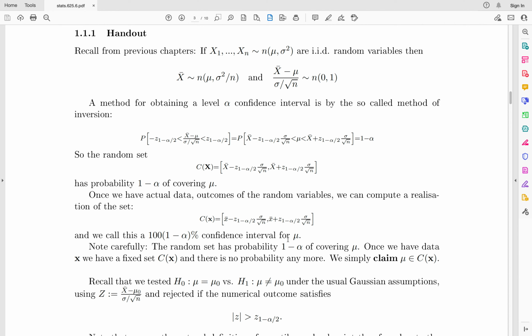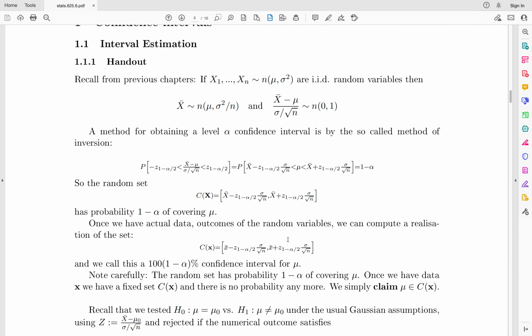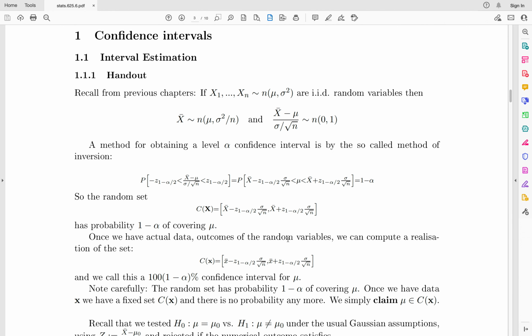So the handout here is from the usual tutor web, and it's a bit more rough than many of the earlier ones, so you may want to consult the actual book by Casella and Berger. But basically, we start with an example.